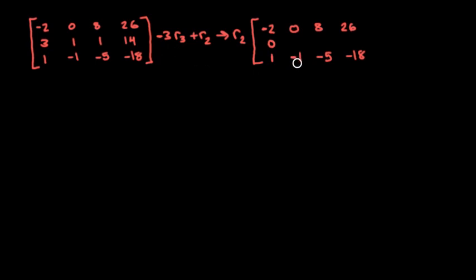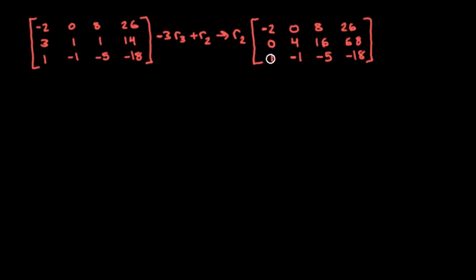-3 times -1 is going to be +3. And we'll add that to +1, which is 4. -3 times -5 is +15, plus 1 is 16. -3 times -18 is +54, plus 14 is 68. Cool, and we have the 0 here, which is what we wanted. And red feels pretty boring right now, so I'm going to switch to blue.